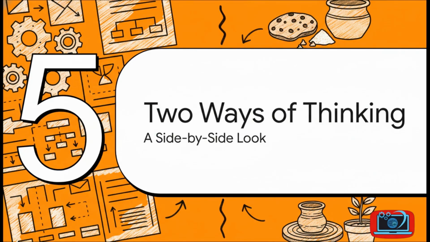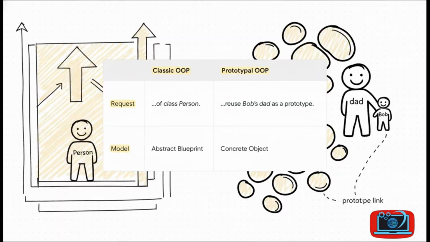So we've just walked through two totally different ways of looking at how to create things. One is all about abstract plans, the other is about concrete examples. Let's put them side by side so it's impossible to miss the difference. And this table just lays it all out. On one side, you've got the classic way. The request is all about building from an abstract idea, the class called person. But on the other side, with the prototype model, the request is to just reuse a real concrete thing, the object called Bob's dad. And that is the absolute core difference. Abstract blueprint versus concrete object.